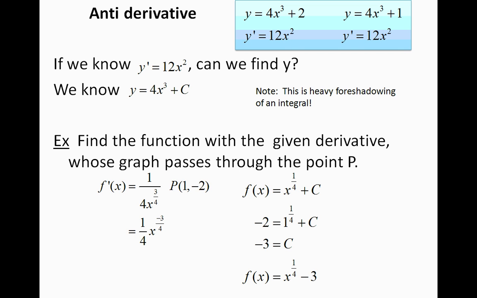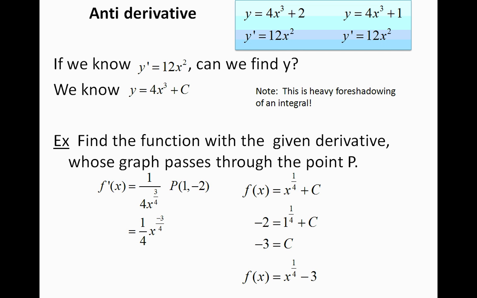Antiderivative shows up for the first time as well. I put over here my little note, heavy foreshadowing of an integral. An antiderivative is basically the opposite of taking the derivative, which is an integral. So up here in the blue box, just to get your mind thinking, if I gave you this equation here and asked you to take its derivative, you'd get 12x squared. Now if I give you this equation, notice that the constant on the end is different, and yet the derivative, amazing, is the same thing.